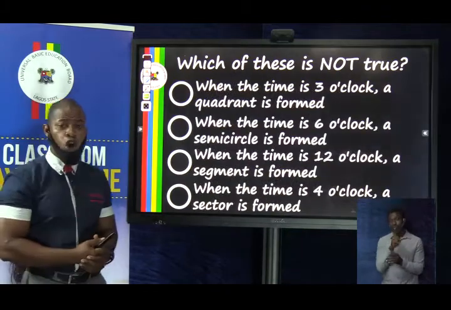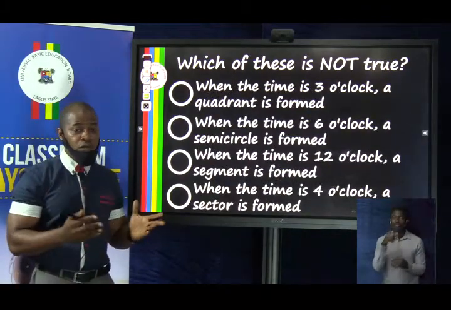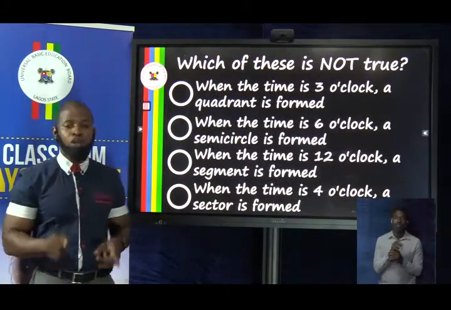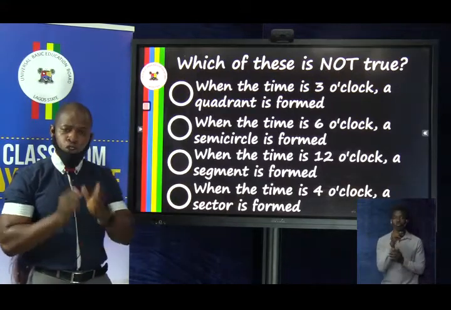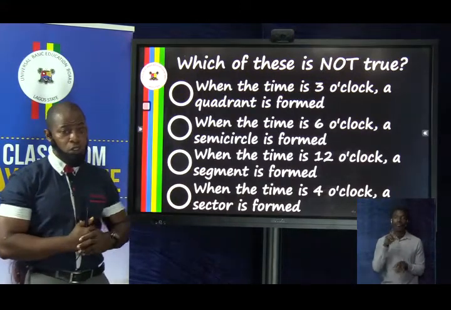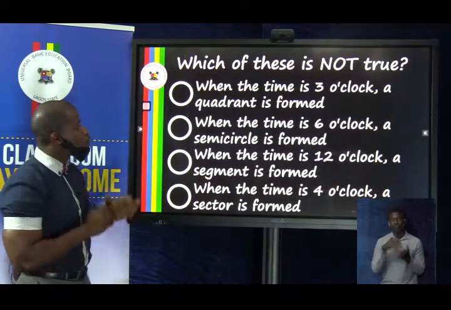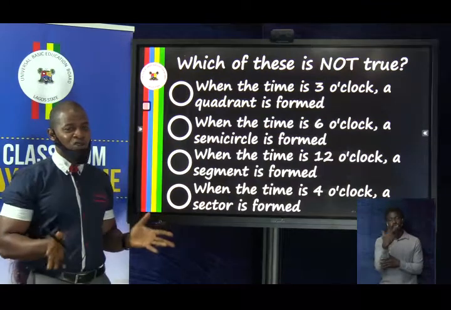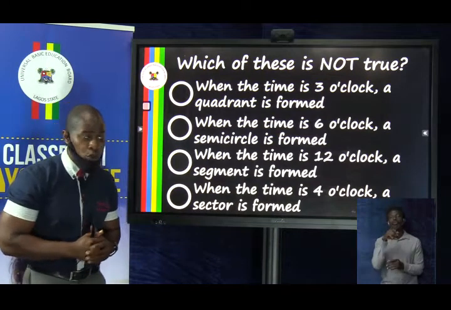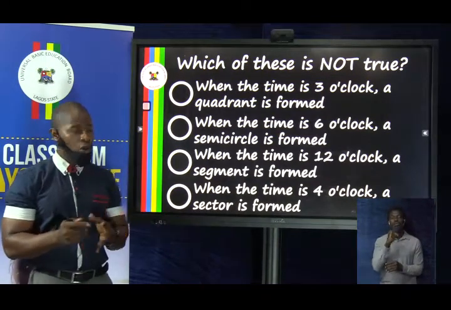Which of these is not true? And I have said that when you have questions of this nature, that means that they are all true, except one of them that is not true. So your job will be to fish out the one that is not true. So let's study these mathematical statements. When the time is 3 o'clock, a quadrant is formed. Is that true? So imagine 3 o'clock, or quickly sketch 3 o'clock.